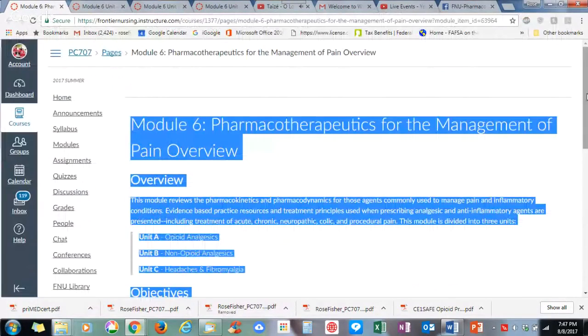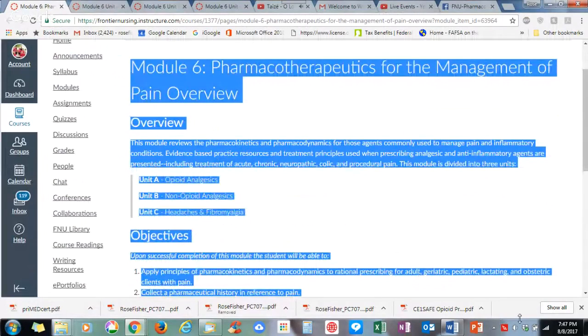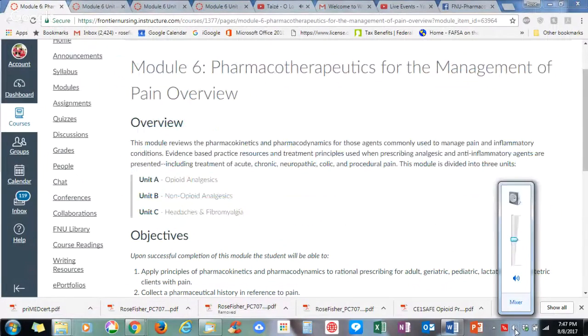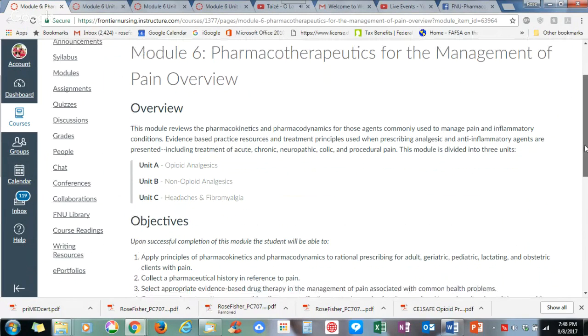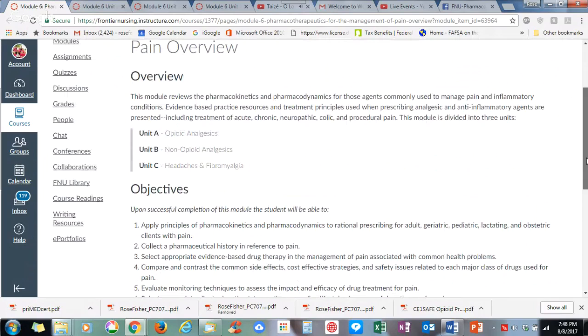Okay, this is Module 6, Pharmacotherapeutics for the Management of Pain Overview. This is PC 707, Advanced Pharmacology. This module reviews the pharmacokinetics and pharmacodynamics for those agents commonly used to manage pain and inflammatory conditions. Evidence-based practice, resources, and treatment principles used when prescribing analgesic and inflammatory agents are presented, including treatment of acute, chronic, neuropathic, colic, and procedural pain.